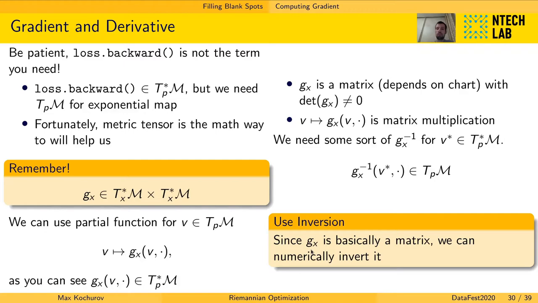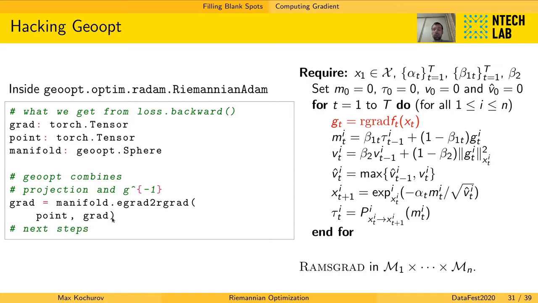What would we do if we wanted to implement our own Riemannian Adam using geoopt? First, as inputs, we have grad, the result of loss backward, a point, a torch tensor, and a manifold, for example sphere. And the first step, we want to get the Riemannian gradient, the direction of steepest descent, to fit into the exponential map. And we combine the projection and inverse metric tensor matrix multiplication with the gradient at a given point.